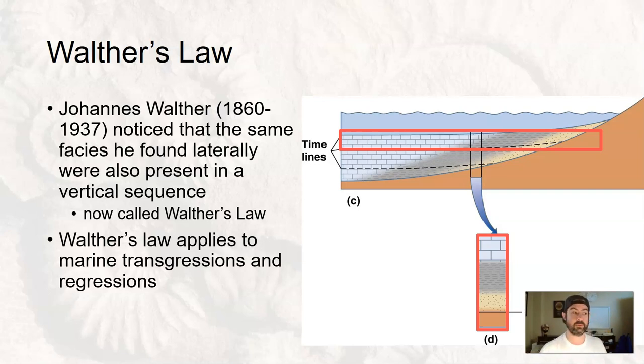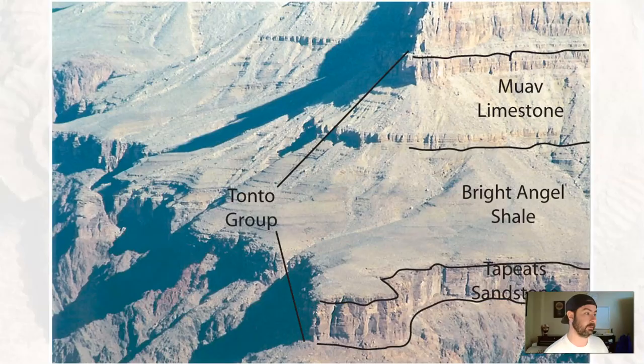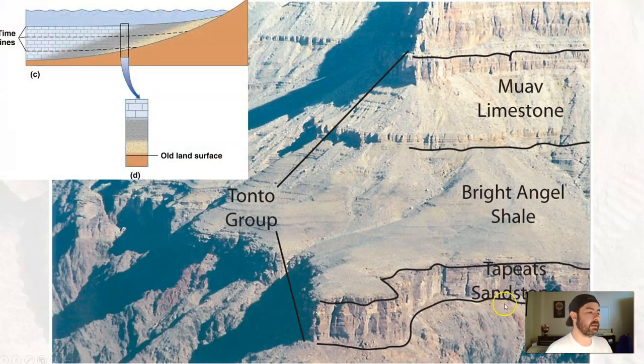And this applies to both transgressions, sea level rises, as well as regressions, which we'll talk about in a little bit. So, Grand Canyon, great place to see marine transgressions, places that indicate sea level has risen. Now, we're looking at vertical strata. We see sandstone, shale, limestone, but vertically represents also what we would have seen horizontally. So we can connect those two. That's Walther's law.